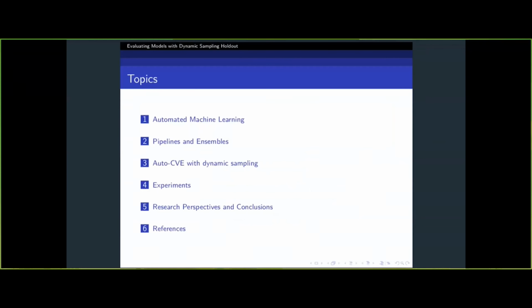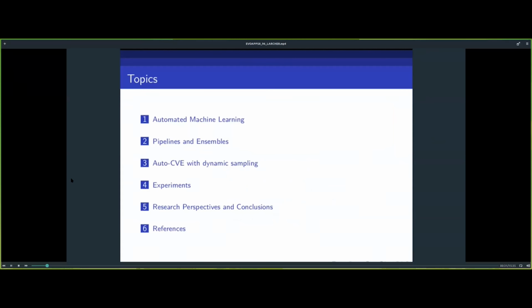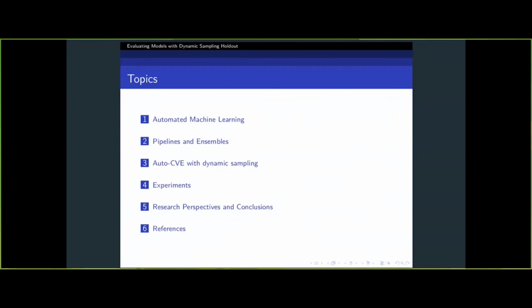So, as the main topics of this presentation, we'll talk a little about automated machine learning. After that, pipelines and ensembles. Bring the definition of the technique Auto-CVE with dynamic sampling. Experiments, research perspectives and conclusions, and references.